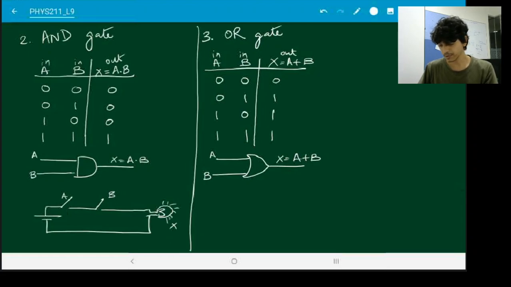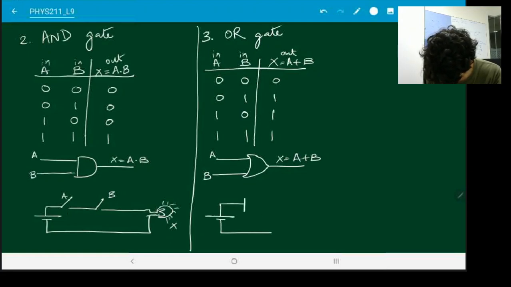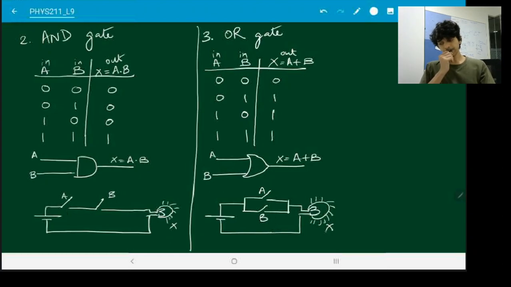And what kind of circuit might give us this truth table? This one might work. So this switch is A, this switch is B, and this is the output. So as you can see, it is sufficient for any one of those switches to be closed, and then your circuit will be complete, your bulb will light up. And that is exactly what we expect from the OR gate.